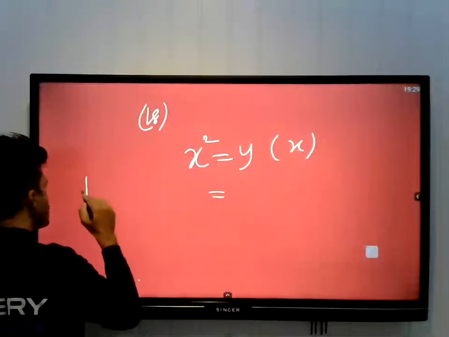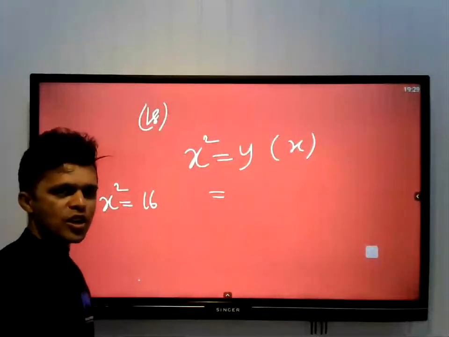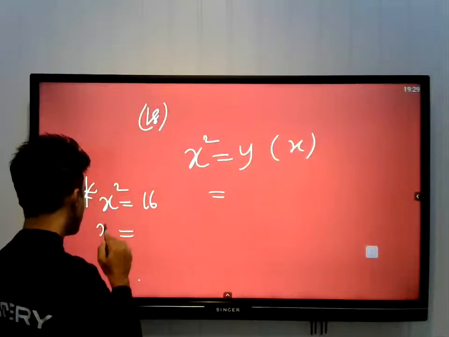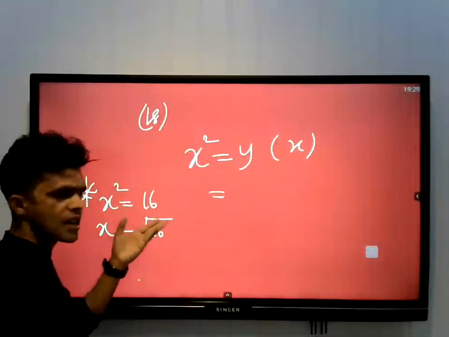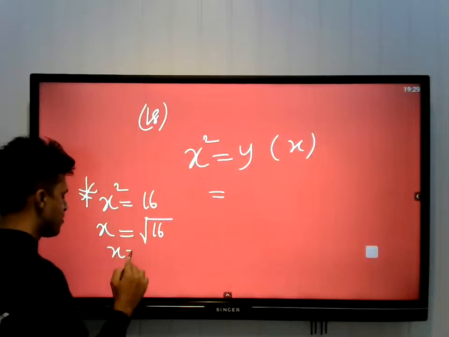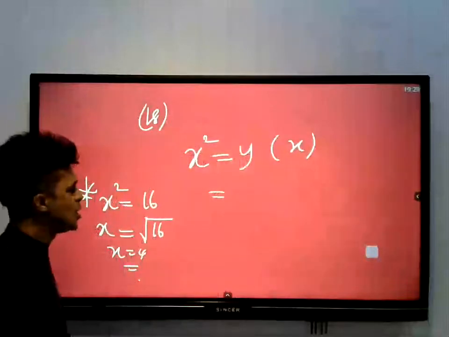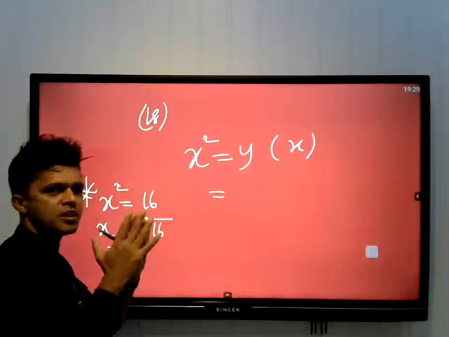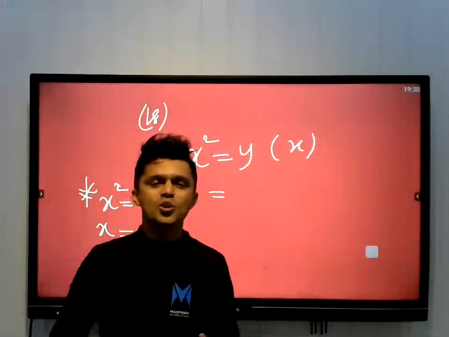Think of this one. If x square equals 16, how can you get the value of x here? The value of x can be taken by getting the square root of 16. If x square equals 16, then x equals the square root of 16. If x square equals a certain given value, then you need to get the square root of that value.